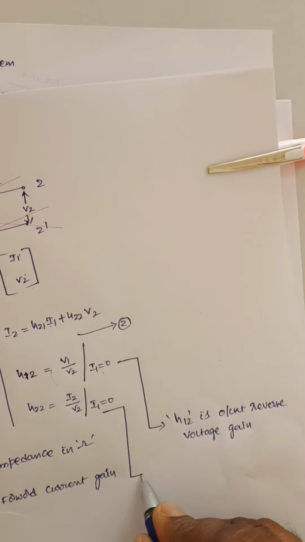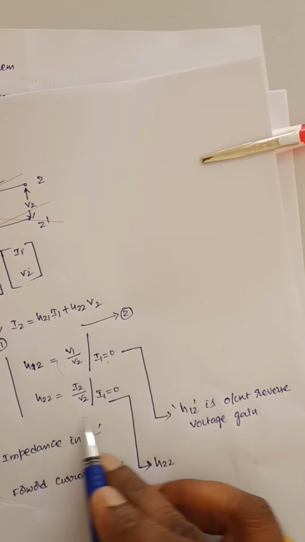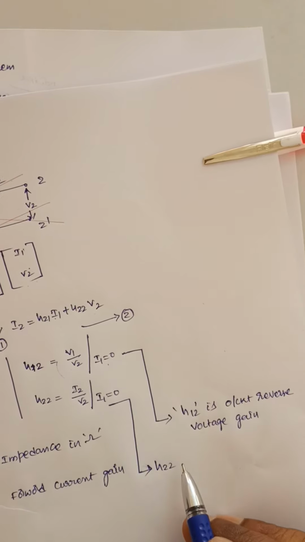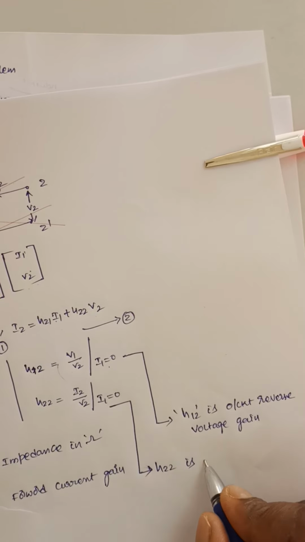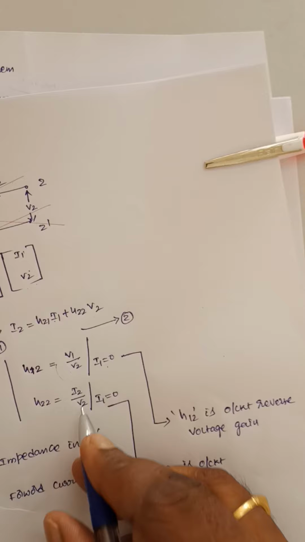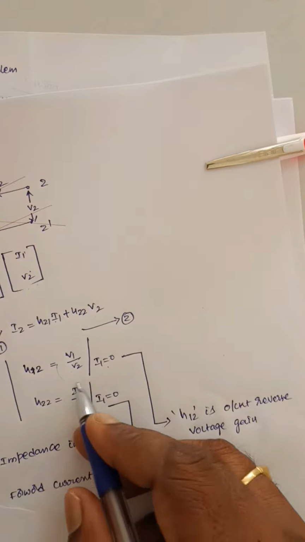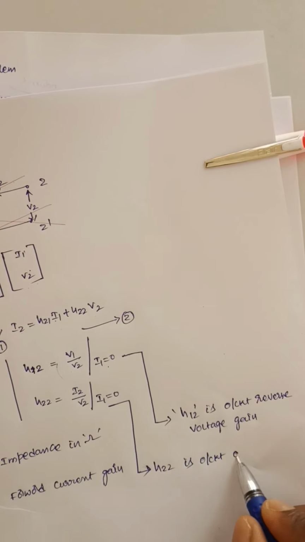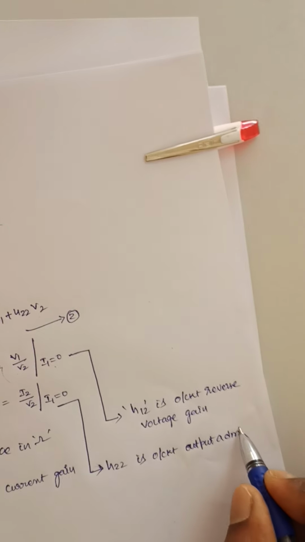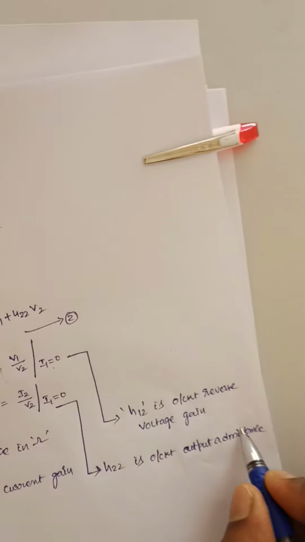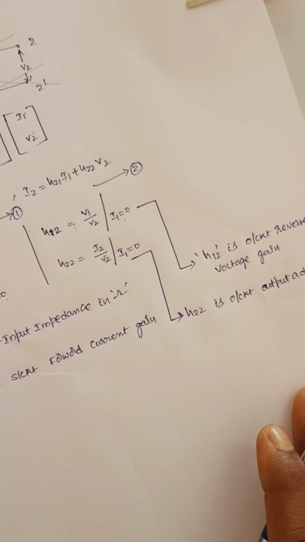Next, coming to H22. I2 by V2 is nothing but admittance, that is inverse of impedance. Yes, admittance. H22 is, since I1 is equal to 0, open circuited. It is open circuit admittance. That too, it is associated with output. So it is open circuit output admittance. Right. So that is about the definition of these hybrid parameters.